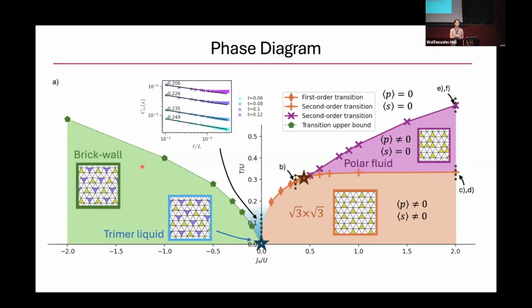And the brick wall state still has sub-extensive degeneracy. In the 2D system, the brick wall phase's degeneracy grows linearly with the linear dimension, not as L squared.